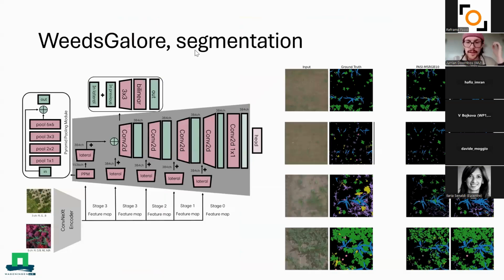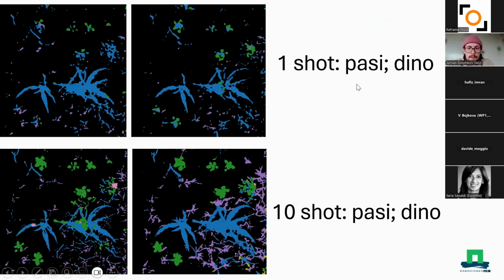There's a weeds galore dataset, which is basically top-down images of weeds in a field, and there's different types of weeds. There's like 6 or 7 different types of weeds, all nicely drawn out. This is all manual labeling. This is all done by hand. And you can see that giving it only 1 sample per class versus 10 samples per class makes a huge difference in the results.